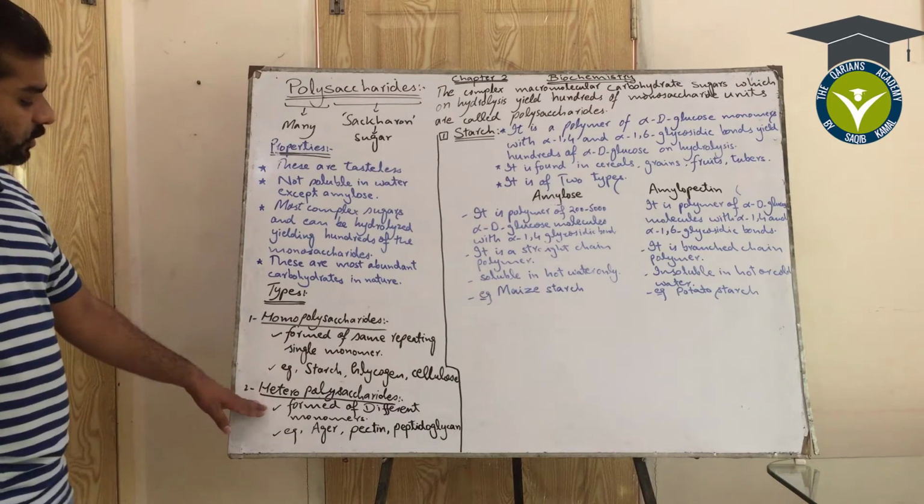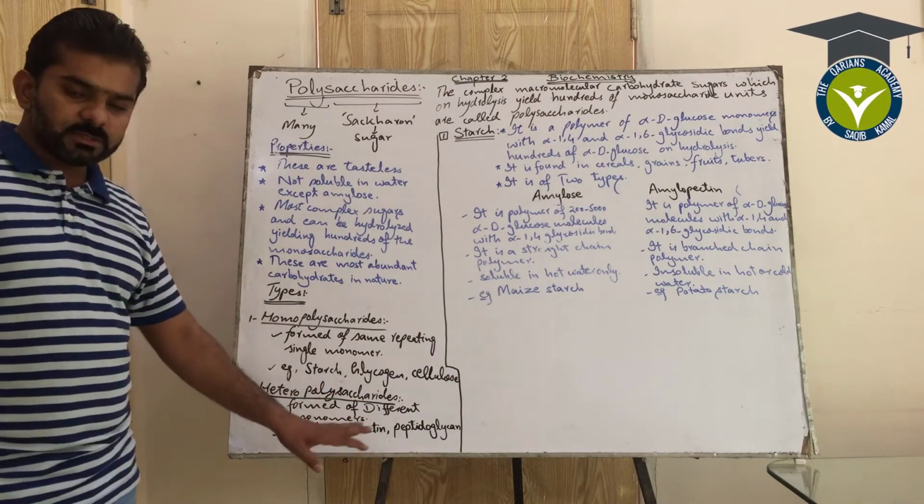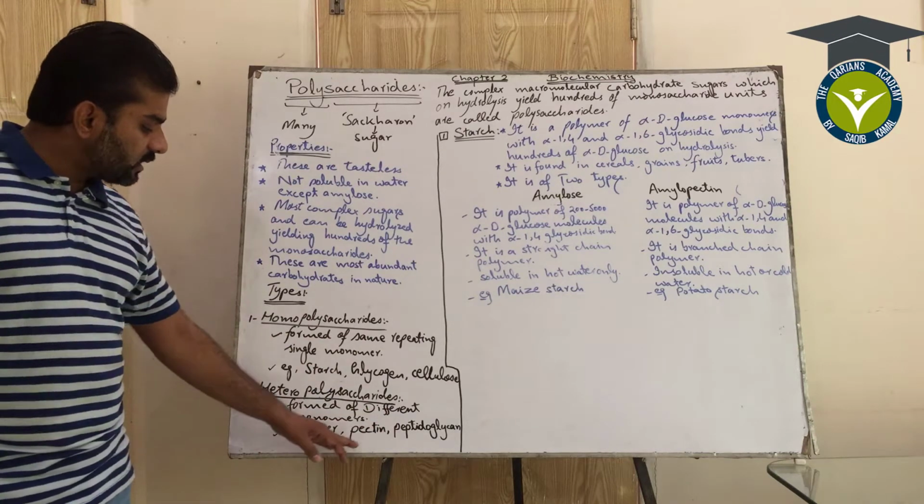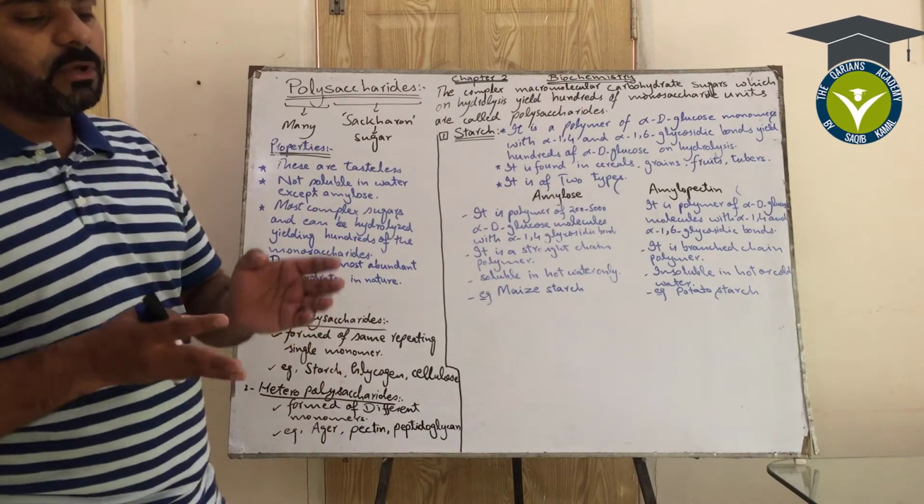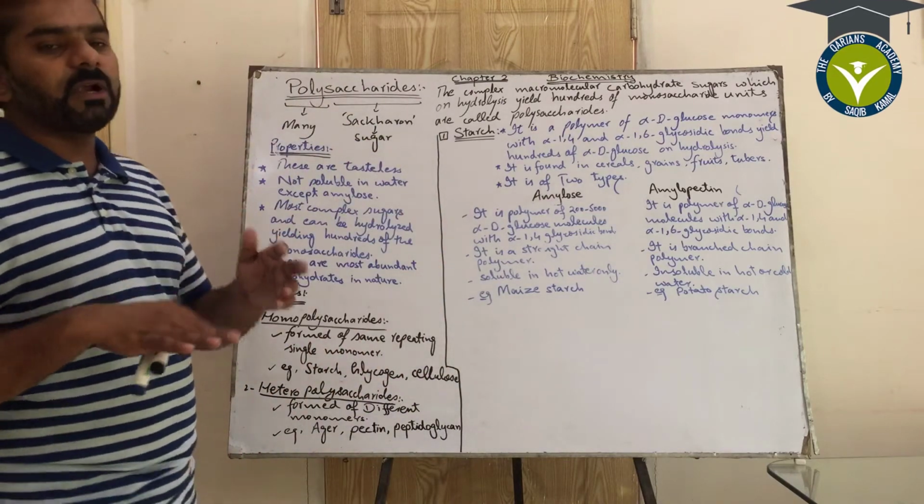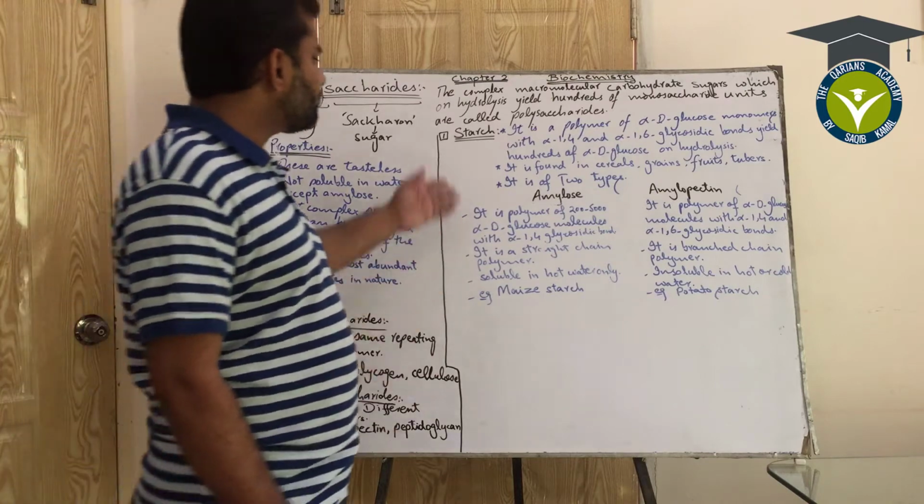दूसरे हैं heteropolysaccharides. Heteropolysaccharides they are formed of the different monomers, means एक से ज्यादा टाइप के मोनोमर्स इसमें होते हैं, जिस तरह के एगर है, पेक्टिन है, पेप्टाइडोग्लाइकेन है, जिसमें ग्लूकोज हो, गैलेक्टोज हो, मैनोज हो, means more than one type of the monomers are there, they are called the heteropolysaccharides.